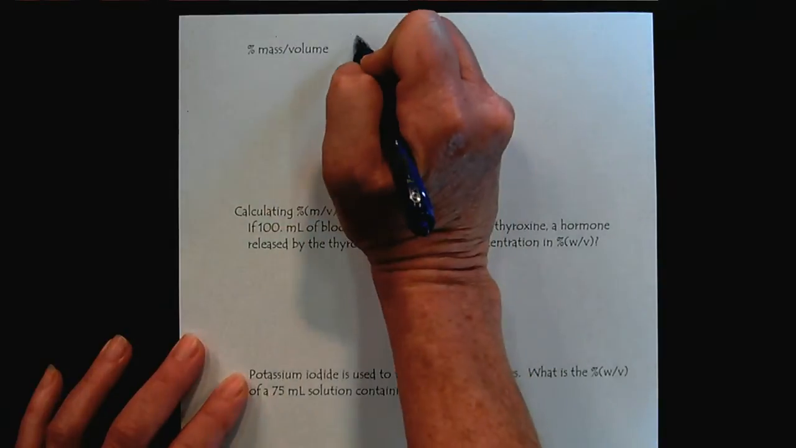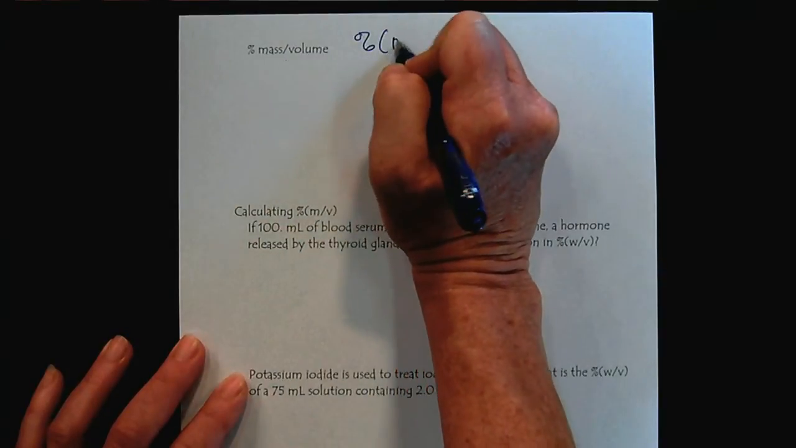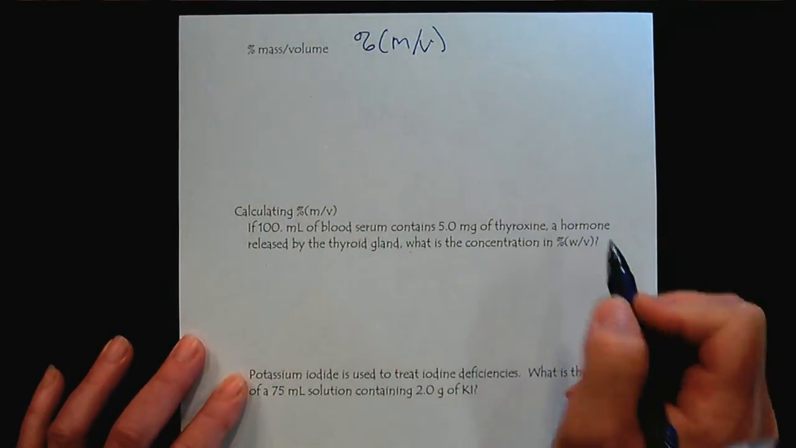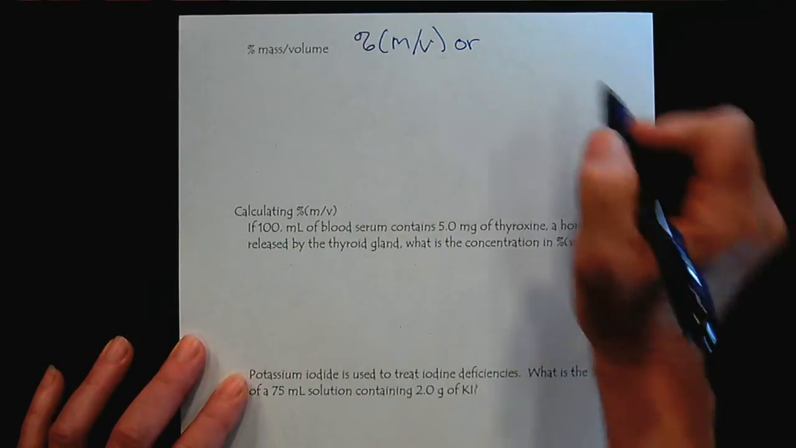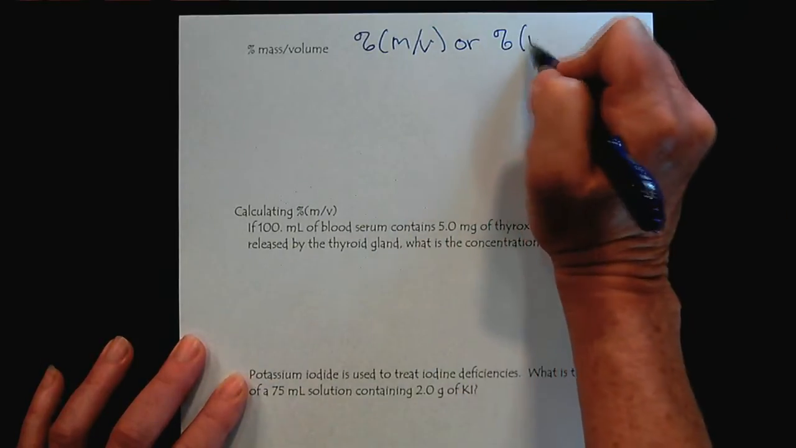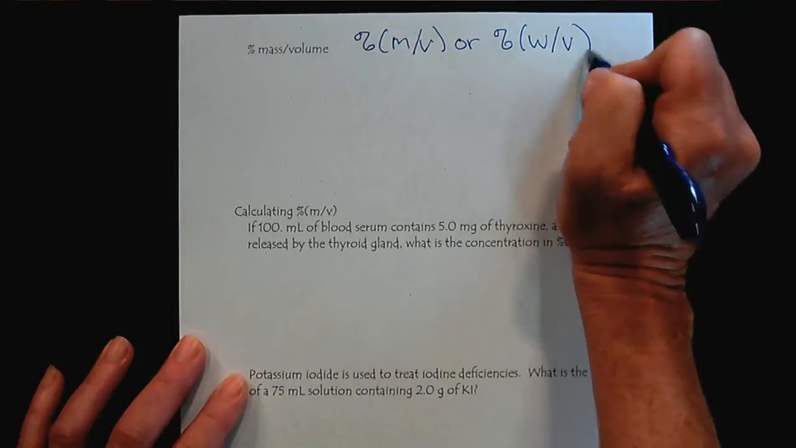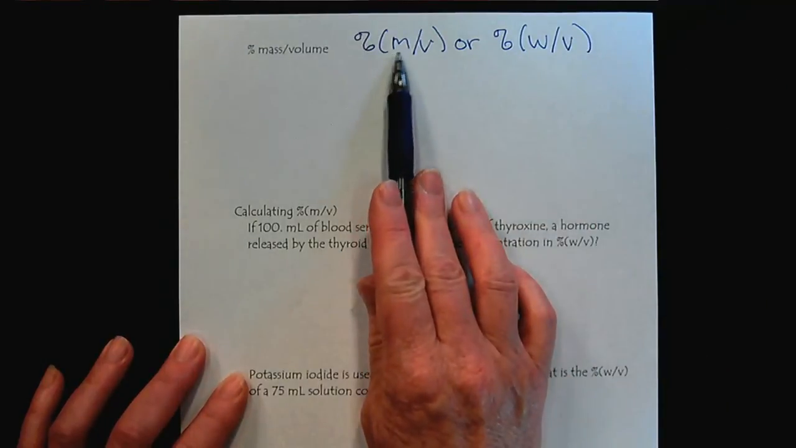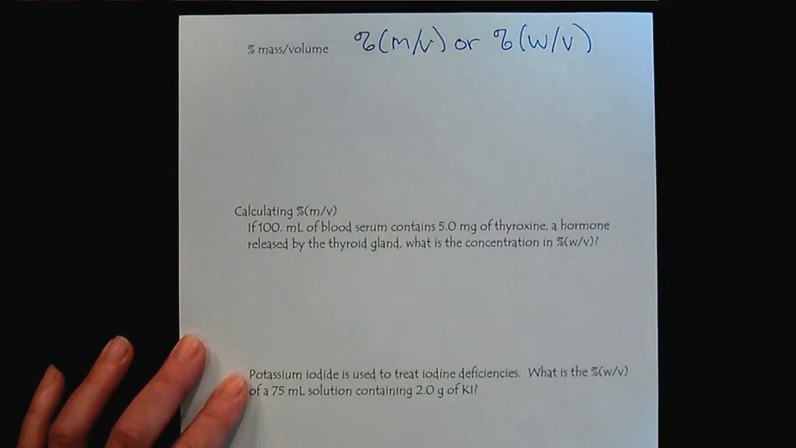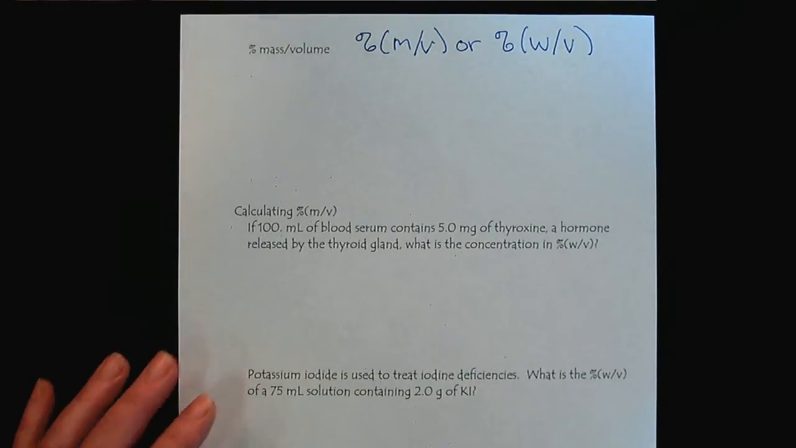So remember that percent mass over volume will be symbolized percent m over v, but not everybody uses mass. Some people describe it as weight. And so don't be confused between the mass or the weight. Either one, the same information is being communicated.